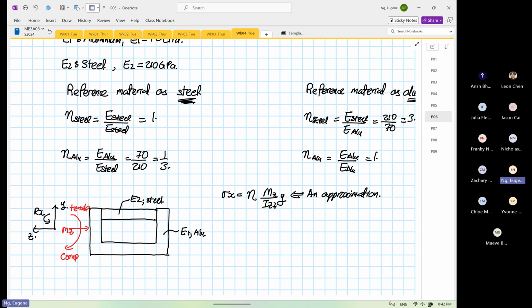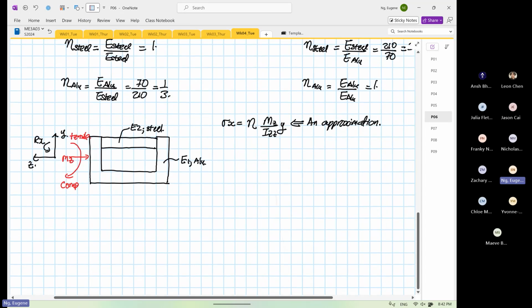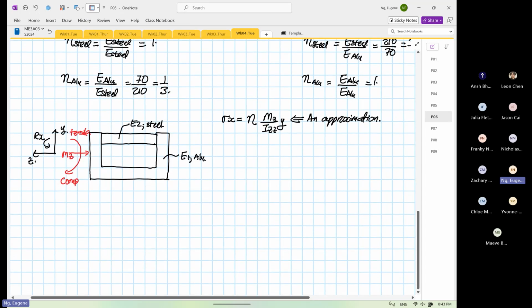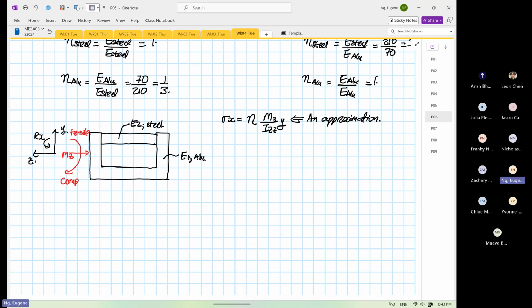When the reference material is steel, what we have done is we change the entire structure to become steel. I repeat again, we change the entire structure to become what? Steel. So what does this mean? This part over here did not change in geometry. This is still steel.